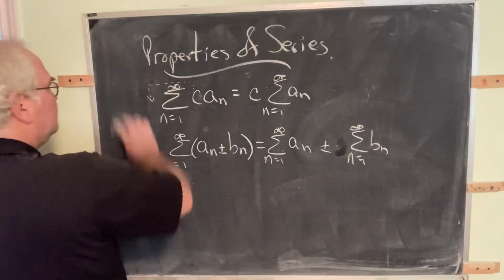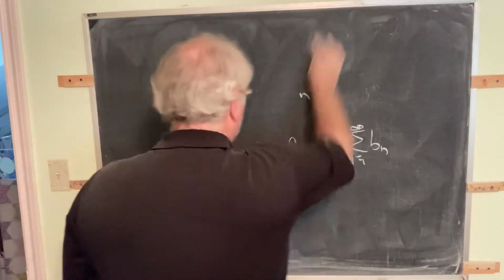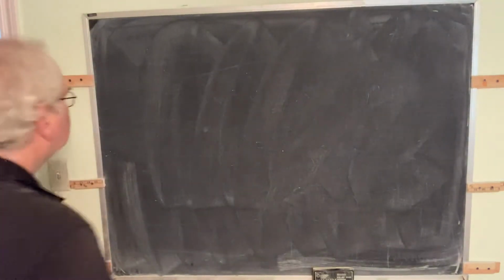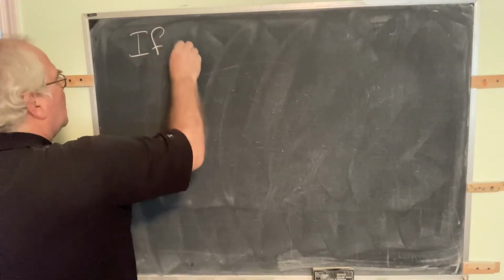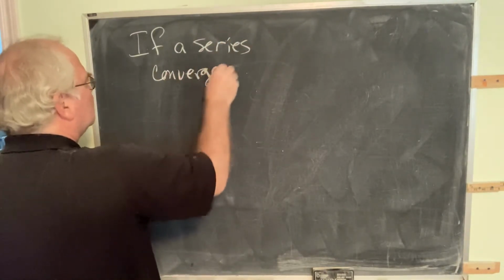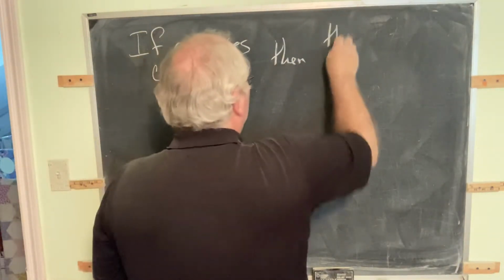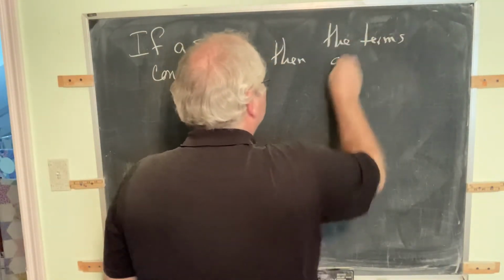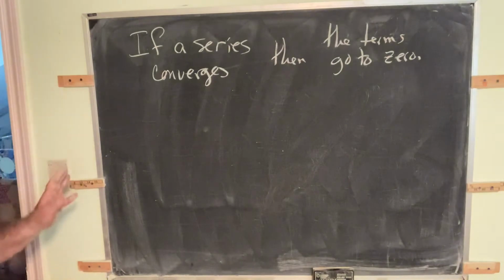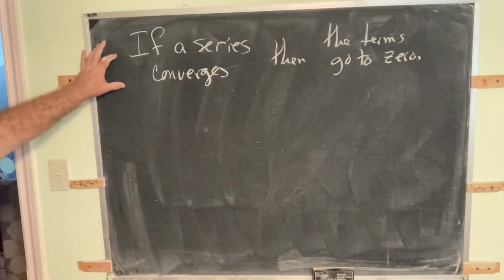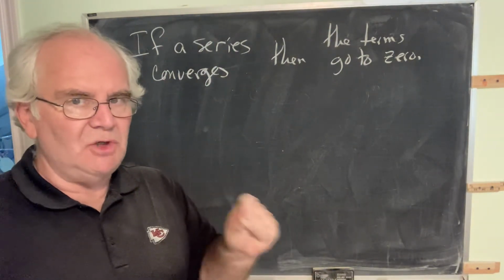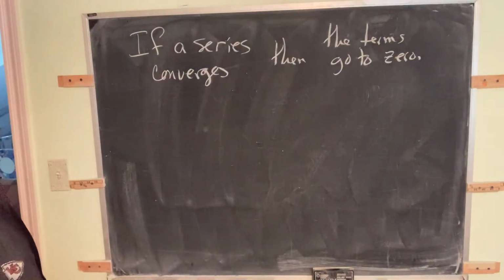Now, the next piece is this. If a series converges, then the terms go to 0. That is a true statement. That's a statement that we're not going to bother with proof for, but that's a property that series have. If the series converges, if the sum is finite, if you actually do get a sum, then the terms go to 0. Let's do a specific case.